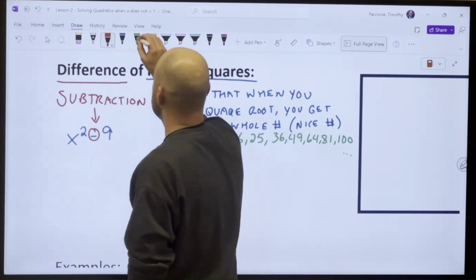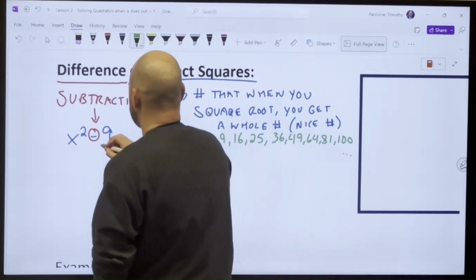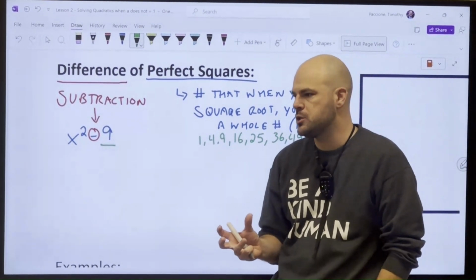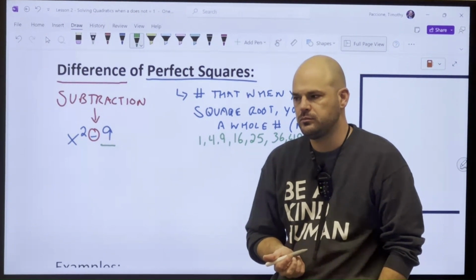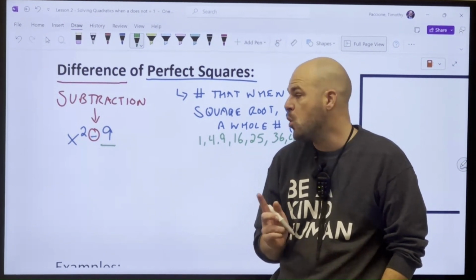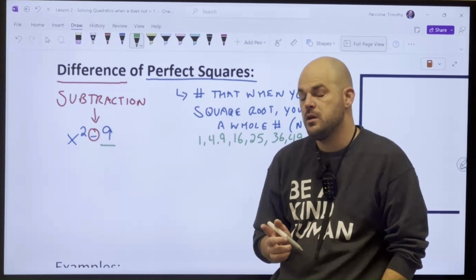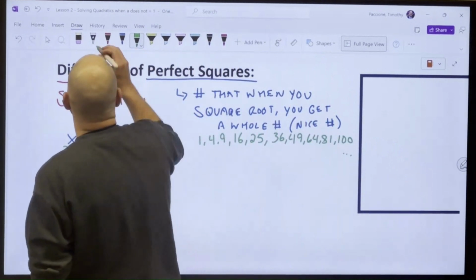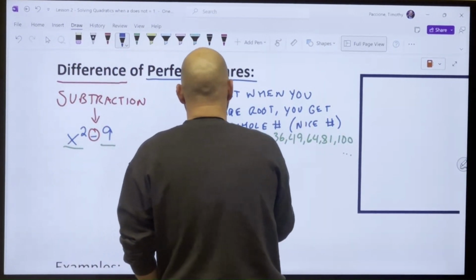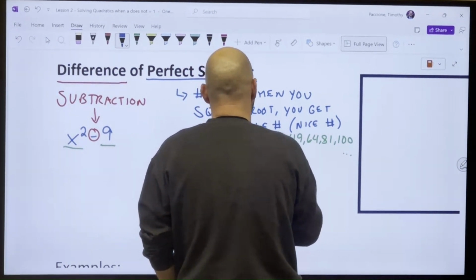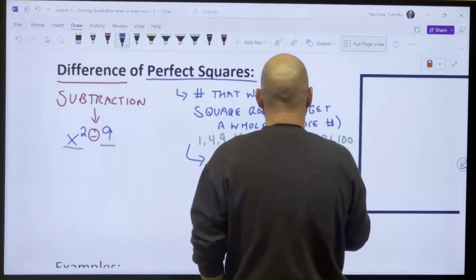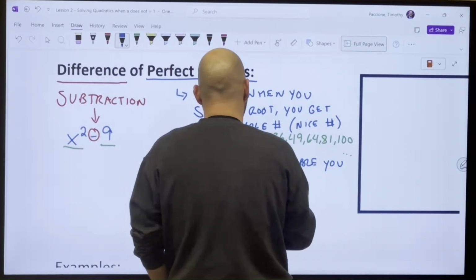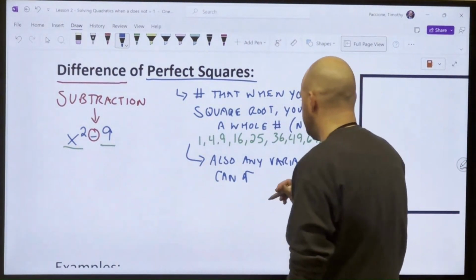Do we see a perfect square? 9. But wait a minute. I said the difference of perfect squares, plural. So where's the other perfect square? Not 1. 2. What else can be square rooted here? X squared, right? So we need to add to our definition of perfect squares. Also, any variable you can square root and get another variable.